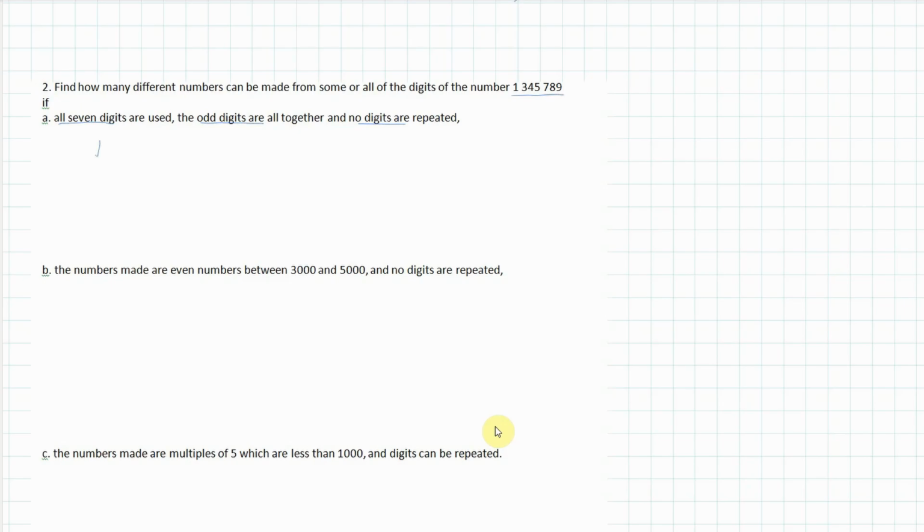Let's look at our odd numbers. We've got 1, 3, 5, 7, and 9, and they've got to all be together, and then we've got 4 and 8 as our non-odd numbers. So you can see that if we're keeping these 5 together, we've got 1, 2, 3 items. So we go 3 factorial for rearranging there.